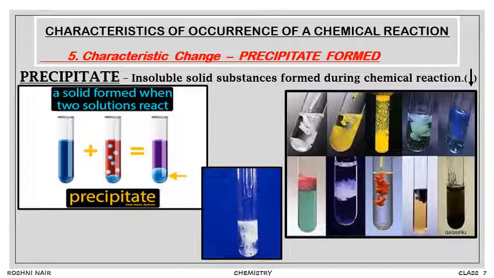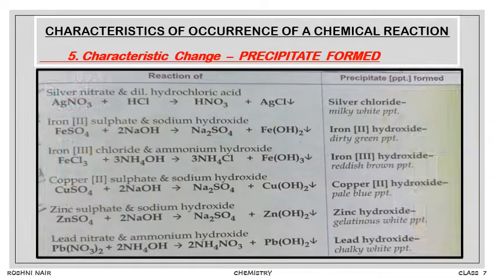reactions which are given in our textbook, page number 61. You can refer to this page. In this page, they have given different chemical reactions. That is, the reaction of silver nitrate and dilute hydrochloric acid. Silver nitrate is represented by AgNO3. When it reacts with hydrochloric acid, HCl, what is the product which is formed? HNO3 and AgCl. AgCl with a down arrow represents the precipitate which is formed.